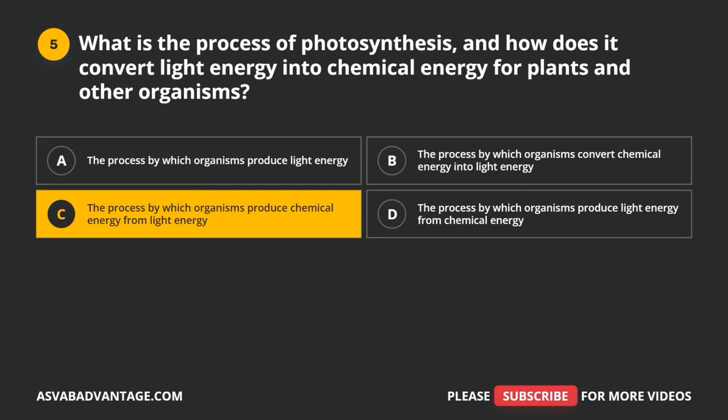The process by which organisms produce chemical energy from light energy.